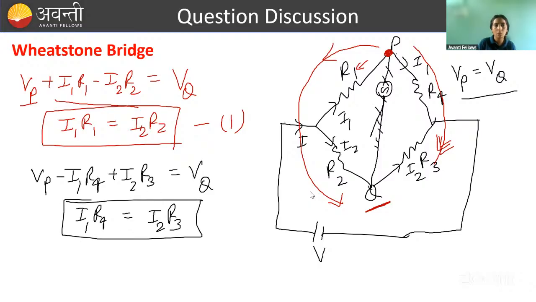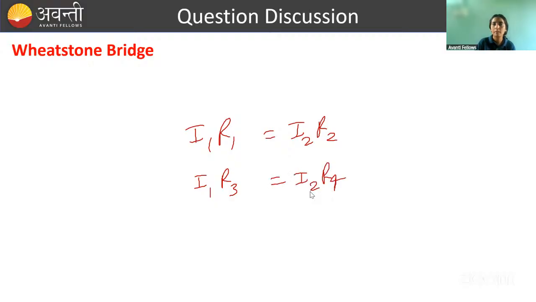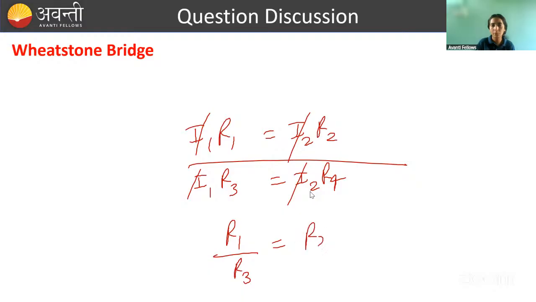This is equation 2. Now divide equation 1 by equation 2. If you divide it, what will you get? I1 R1 divided by, let me do it on the next slide. So what will you write? What is the first equation? First equation is I1 R1 is equal to I2 R2. What is the second equation? I1 R3 is equal to I2 R4. Divide it. I1 will get cancelled. I2 will get cancelled. And here you will get R1 by R3 is equal to R2 by R4.